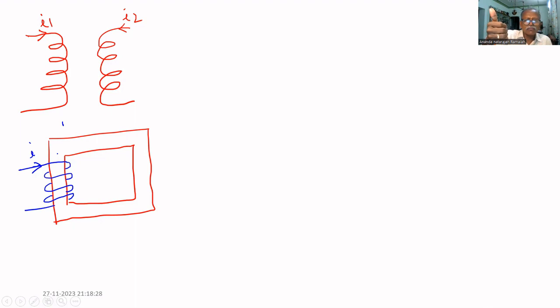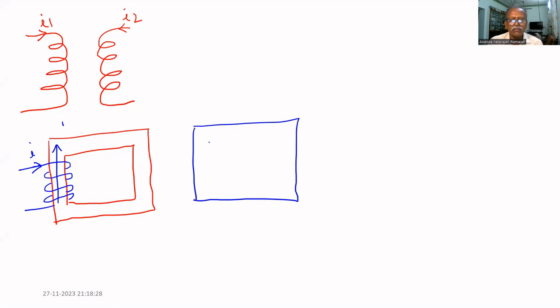That's why the direction of flux is upwards. Suppose you wound it the other way, then the flux is in the other direction. That we'll see now.